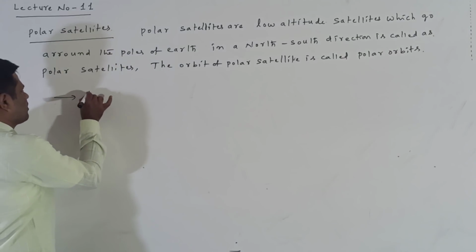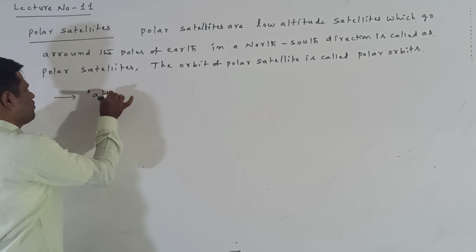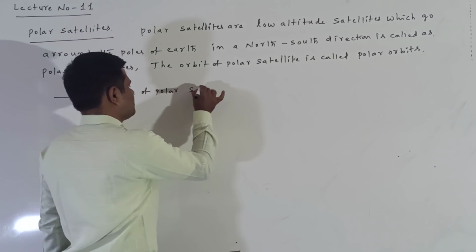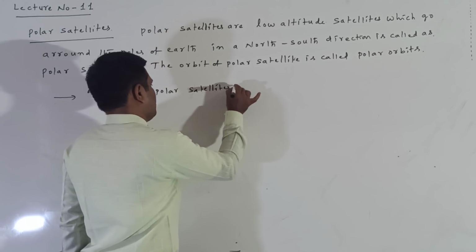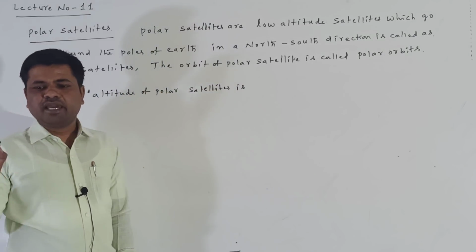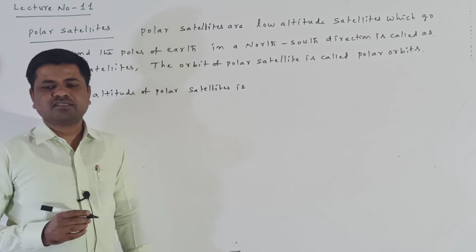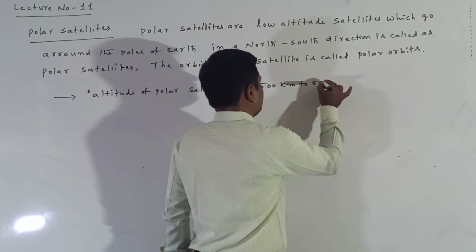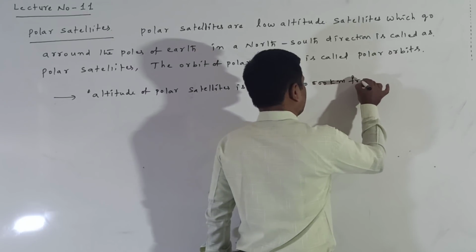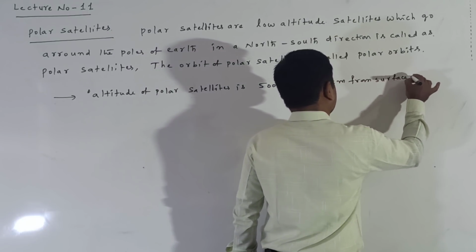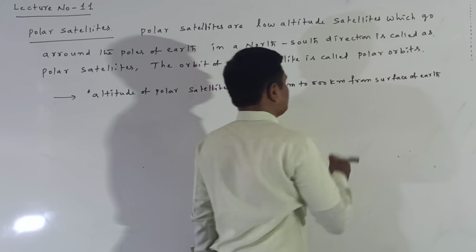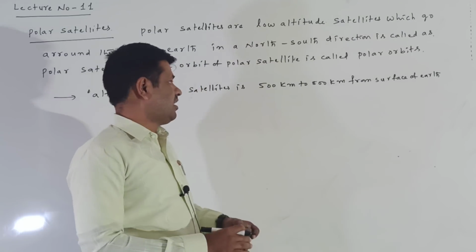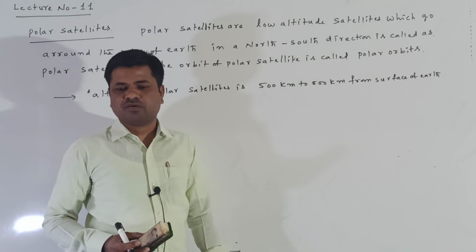Now, the altitude of the polar satellites from the surface of the Earth. Altitude means height. The height is 500 kilometers to 800 kilometers from the surface of Earth. It is a small height. The geostationary satellite height is 36,000 kilometers, but here it is only 500 to 800 kilometers.